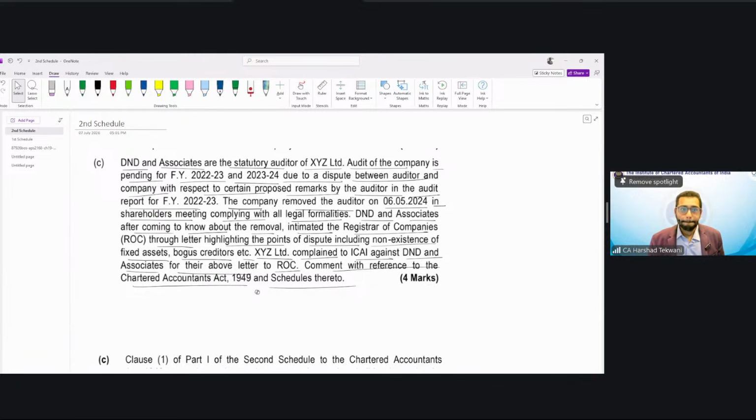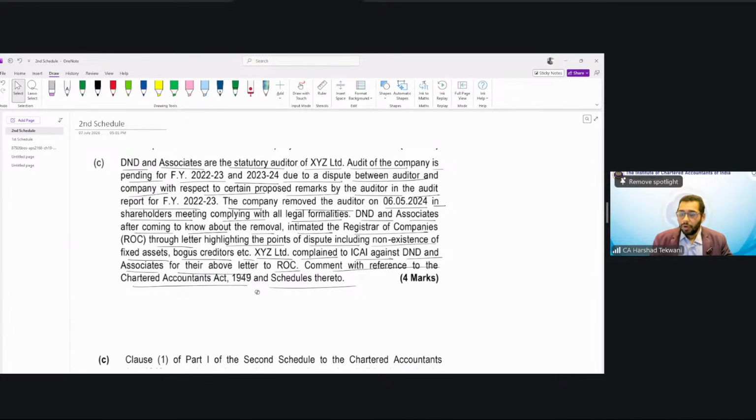Anyone? Okay. So let me discuss one important part over here. There are two aspects of this particular question. Some student might say, sir, there is a reporting of fraud, because of non-existence of fixed assets and bogus creditors. Now, first of all, understand under which particular provision the reporting is done. It is not something where you can do any kind of reporting. If you are saying it's fraud reporting, can anyone tell me what is the section under which reporting of the fraud is required to be done and how it is required to be done?